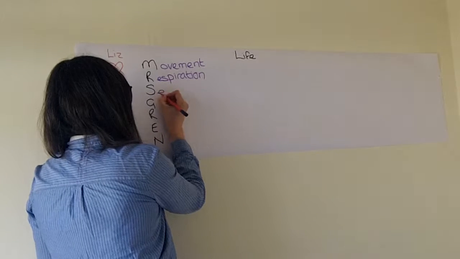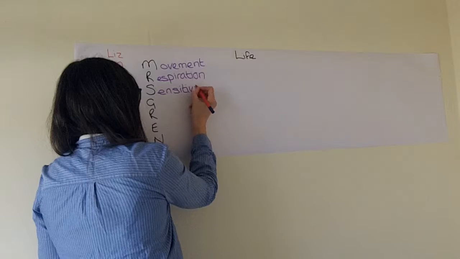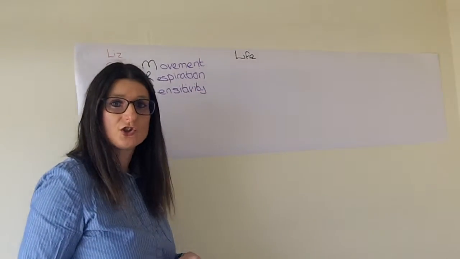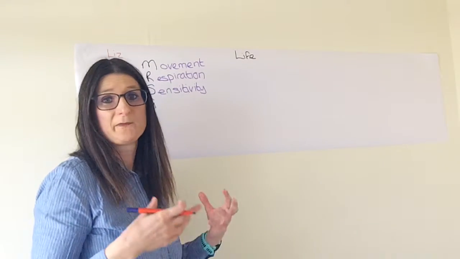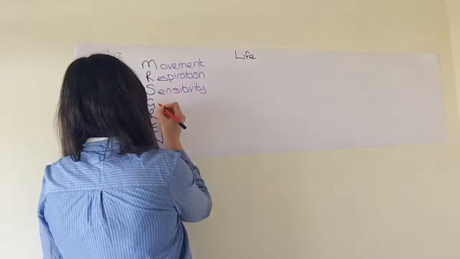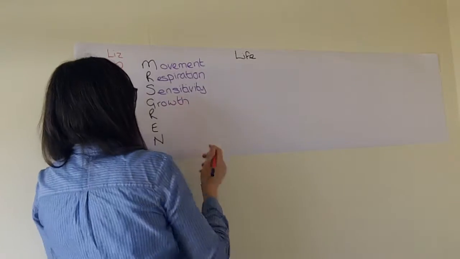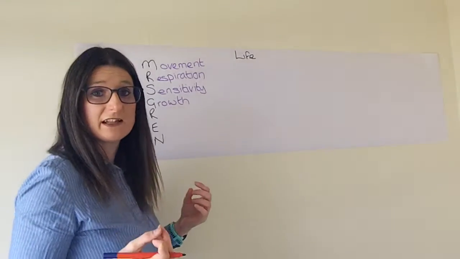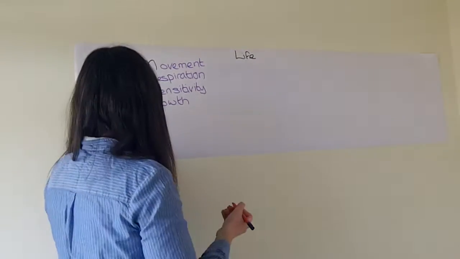S is sensitivity. So that can be sensitivity to touch, sensitivity to light, sensitivity to temperature. There's a whole range of things that you can be sensitive to. G is growth. And it's fairly obvious what growth means. It means getting bigger. So anything that's alive must be able to grow.